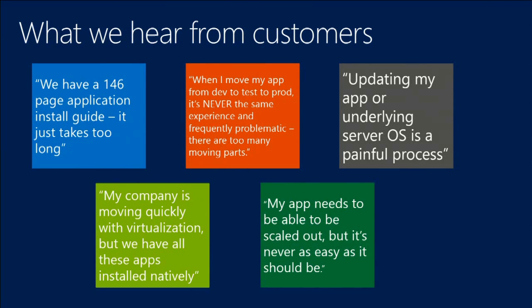And the last one is my app needs to be able to be scaled out, but it's never as easy as it should be. So you can write the most perfectly scalable application with an N-tier kind of architecture, but there's always manual steps and manual processes involved in standing up the actual physical tiers, the virtual machines that you need to deploy those different layers onto.